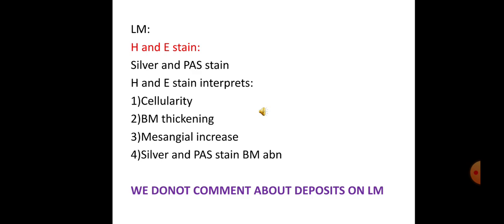On light microscopy, findings are demonstrated by the hematoxylin and eosin stain and some special stains like silver and periodic acid-Schiff stain. Hematoxylin and eosin stain shows the cellularity, basement membrane thickening, and mesangial size, whether it is increased or decreased. Silver and PAS stain also demonstrate basement membrane abnormalities. Remember, on light microscopy, we do not comment about the deposits.